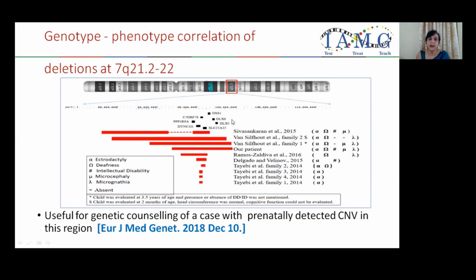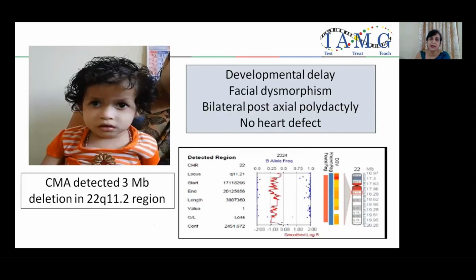So there is a gene for ectrodactyly, a gene for deafness, and you see that depending on the size of the deletion, many small deletions had only ectrodactyly, while the bigger deletions had ectrodactyly as well as intellectual disability, and larger deletions, including our patient, had ectrodactyly, deafness, intellectual disability, and microcephaly. So some genotype-phenotype correlation can be made, and this is especially important if such a deletion is detected by prenatal ultrasonography, and we want to tell the family what the likely outcome would be.